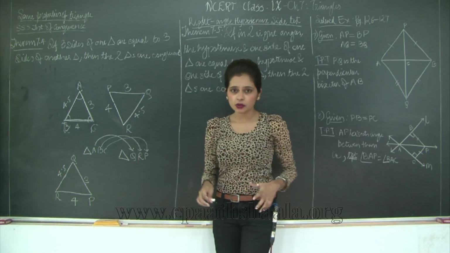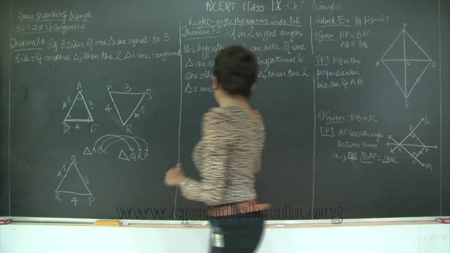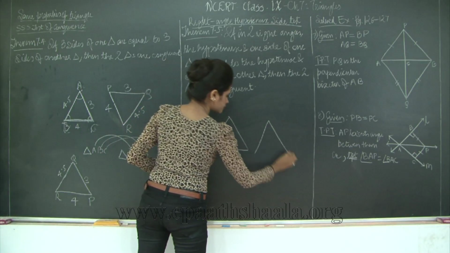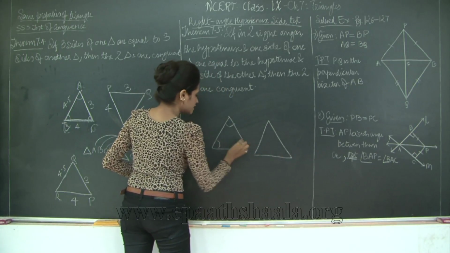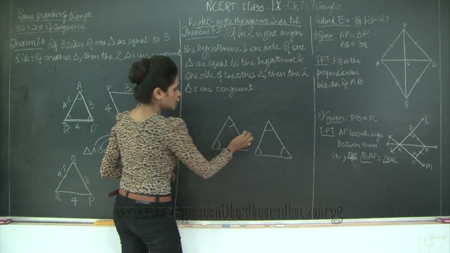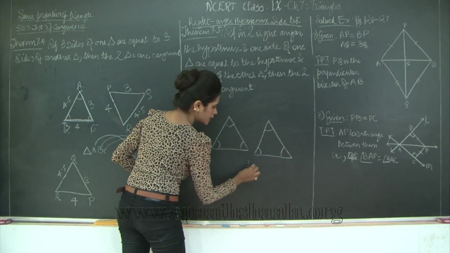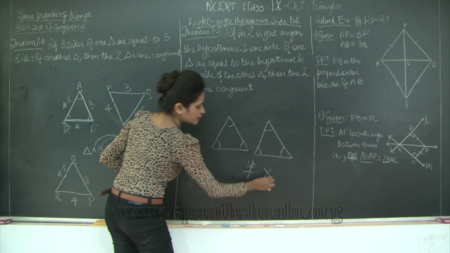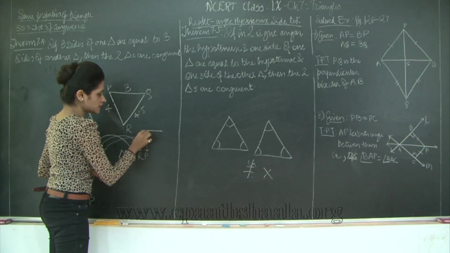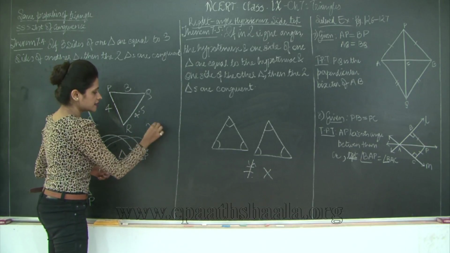So now you must be wondering that if I have two triangles where the three angles of one triangle are equal to the three angles of another triangle, you can't really prove them congruent, correct? You can't prove them congruent. But for two triangles that have three sides equal, the two triangles are congruent.